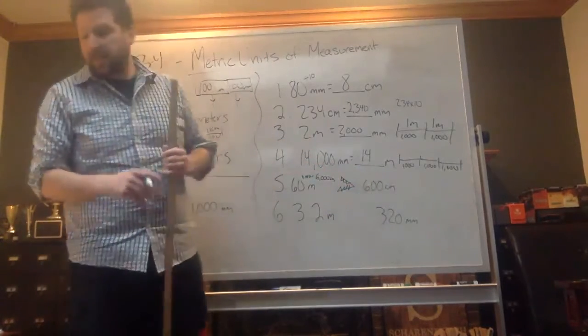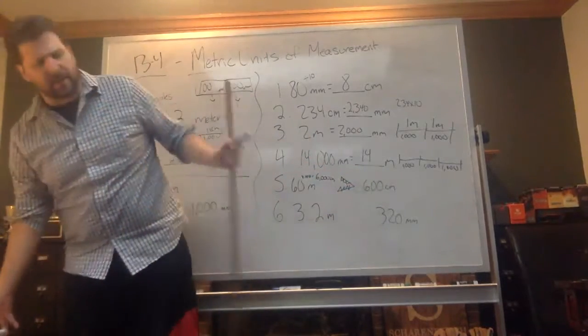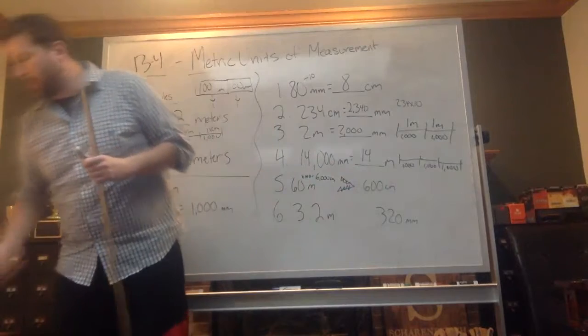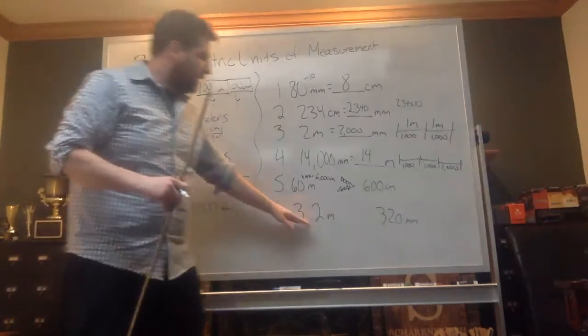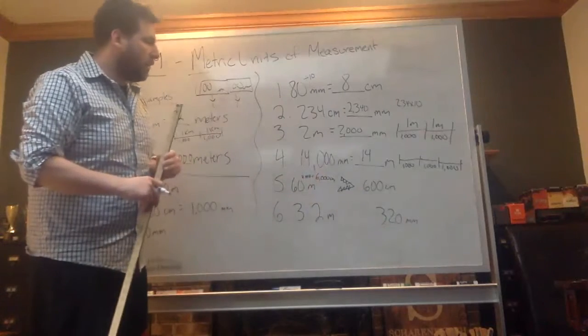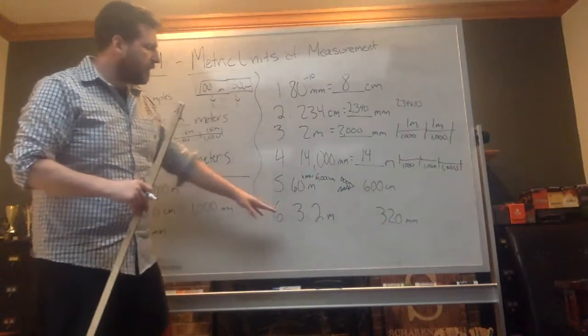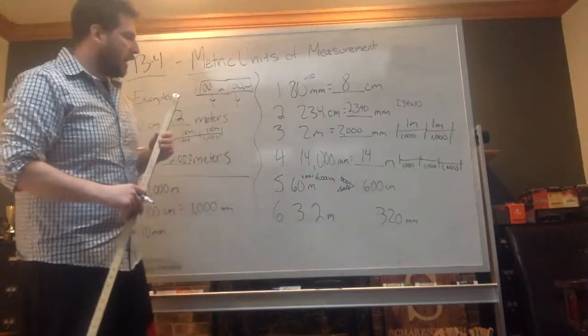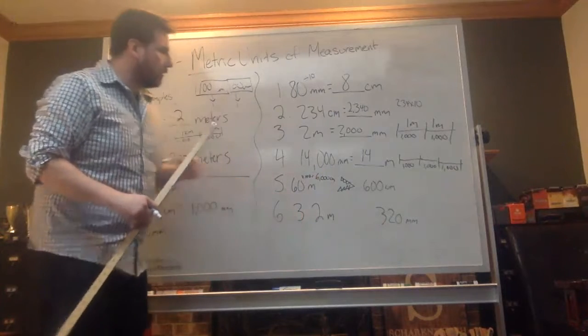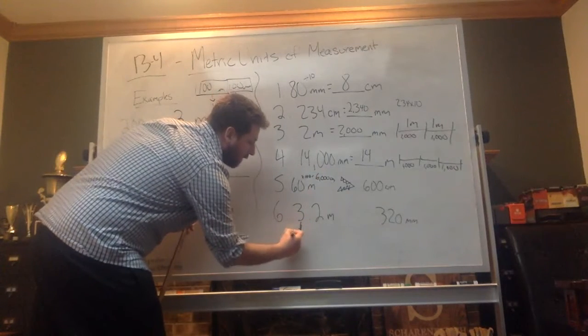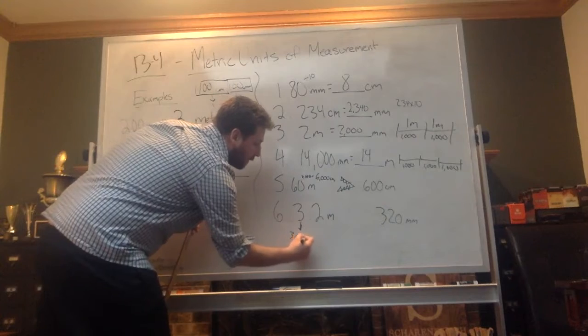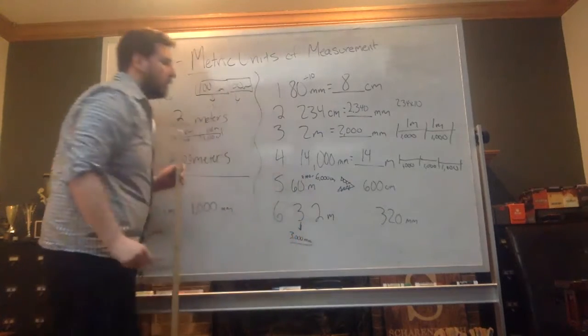In the last one, number 6, it's not exactly this, but it says, is 3.2 meters equal to 320 millimeters? Explain. So are these 2 things equal? Well, let's check it out. If I have 3.2 meters, I know every meter is 1,000. So I take this 3 and I times it by 1,000. And that's 3,000 millimeters just on that one alone.